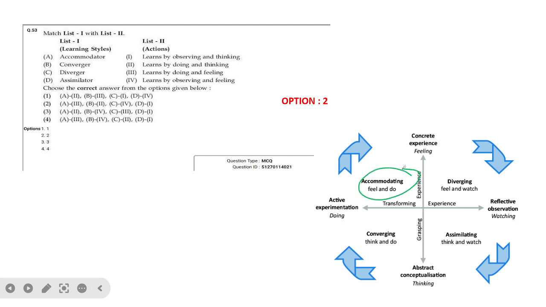C, converger, thinking and doing, learns by thinking and doing. That is B's second. Diverger, feeling and watching, learns by feeling and watching, observing. So diverger, C's fourth, and D's first, that is assimilator, thinking and watching.